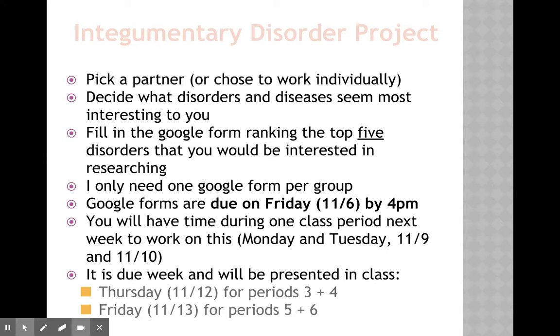My goal is to make sure that everyone gets one of their top 3 choices. I can't completely guarantee that, but it's worked out like that in the past. Basically, within each class period, I'm only going to assign 1 disorder or disease to a group or person, right? So I'm not going to have 3 groups or individuals doing melanoma. Right? Only 1 group per class is going to be able to be assigned that.